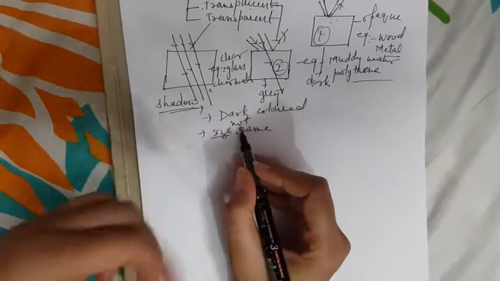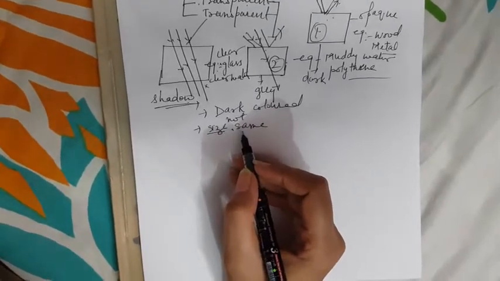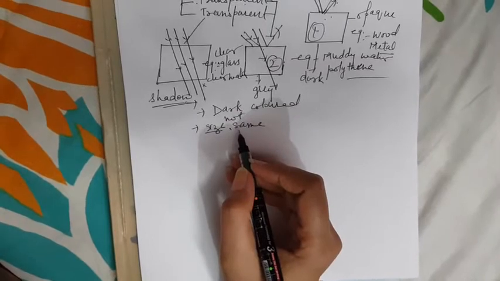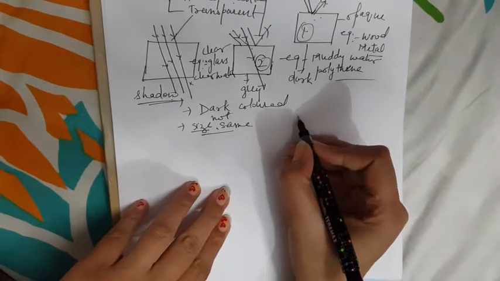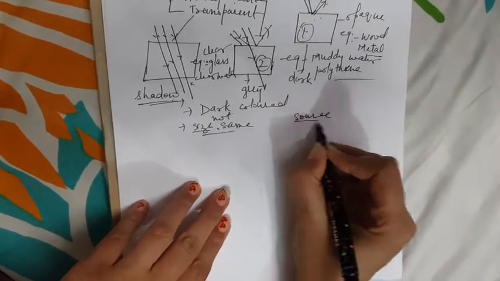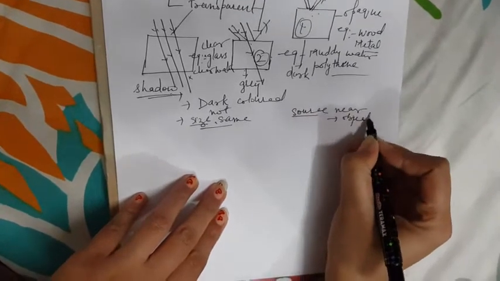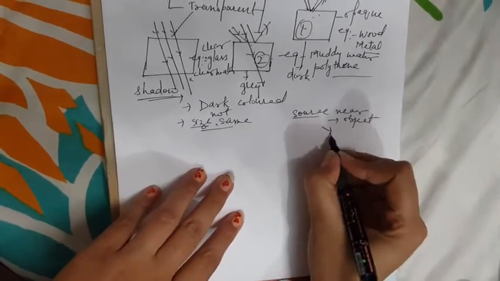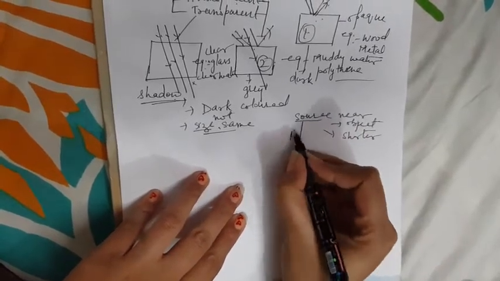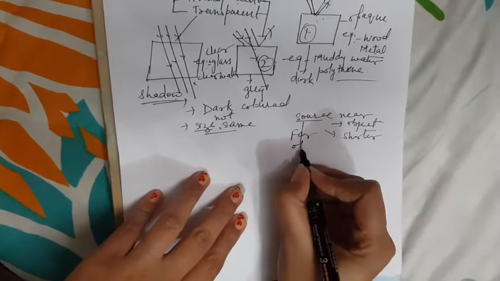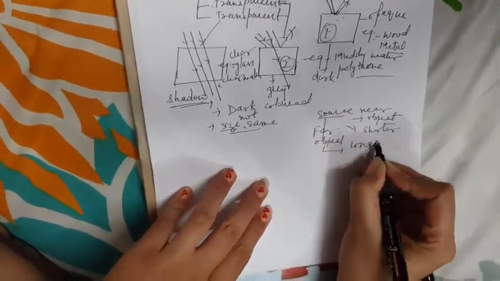The size of the shadow may vary. As you can see, during the morning and evening the shadow is longer, whereas during the daytime it is shorter. How does the size of the shadow vary? Suppose the source of light is near to the object, then the shadow will be shorter, and if the source is far away from the object, then the shadow will be longer.